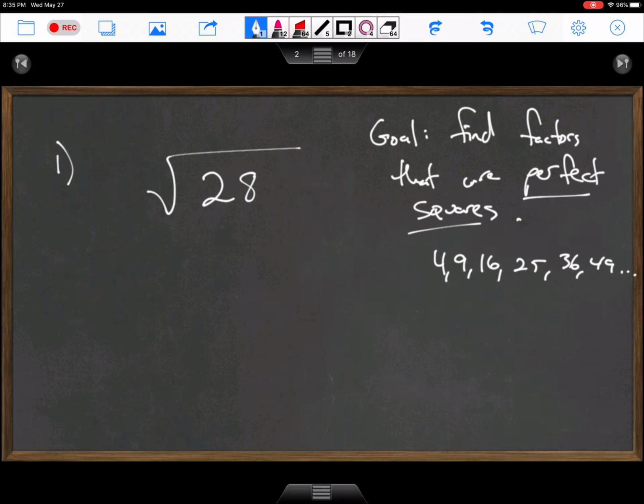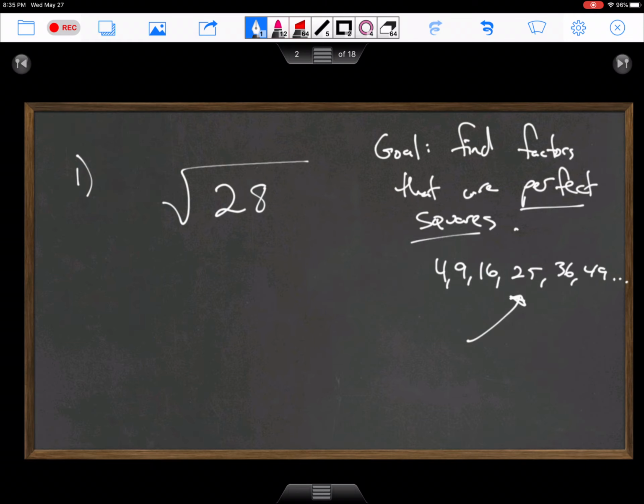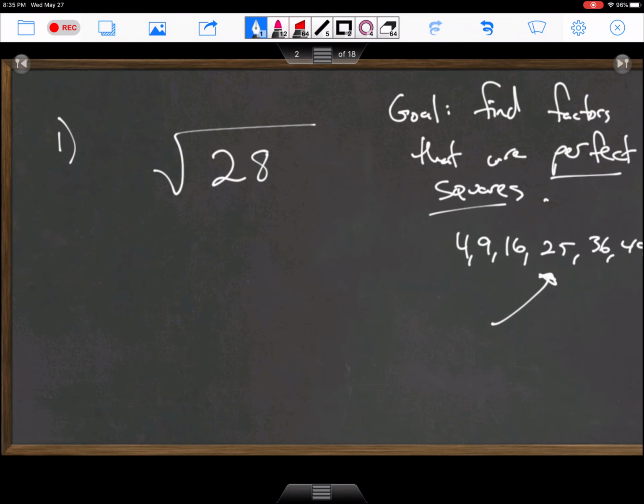So you might notice 28 is not a perfect square. No whole number times itself equals 28. So you need to start thinking, what number from this list might be a factor of 28? And I'm hoping in your head, you're popping off factors of 28. 1, 28, 2, 14. So far, nothing. 4, 7. Oh, baby. Number 4.